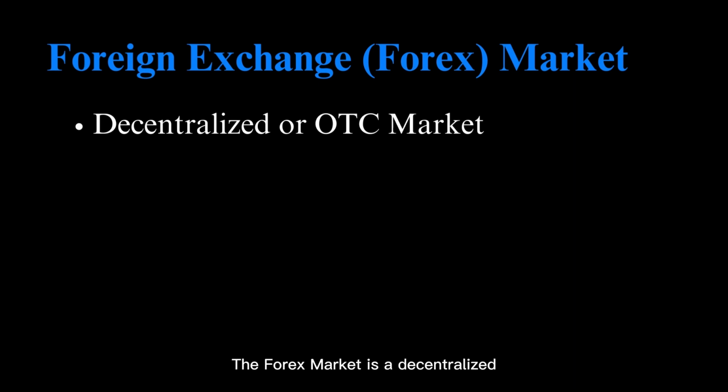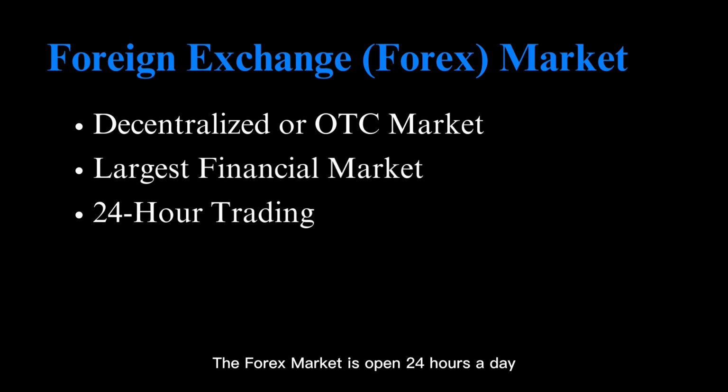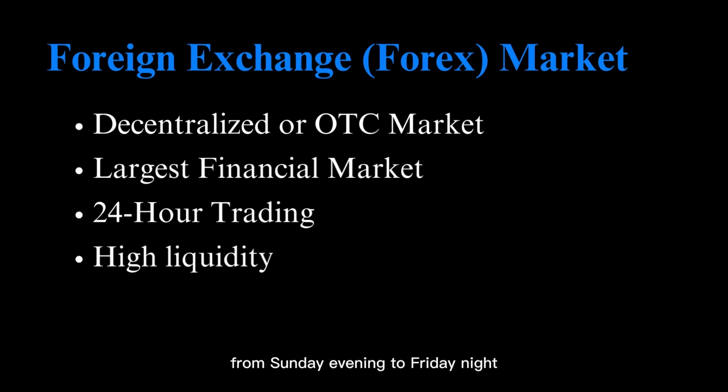The Forex market is a decentralized or over-the-counter OTC market, where currencies from different countries are bought and sold. This means that trading in the Forex market takes place through a network of banks, brokers, and other financial institutions rather than a centralized exchange. It is the largest financial market in the world, with an average daily trading volume of around $6 trillion. The Forex market is open 24 hours a day, 5 days a week, from Sunday evening to Friday night.